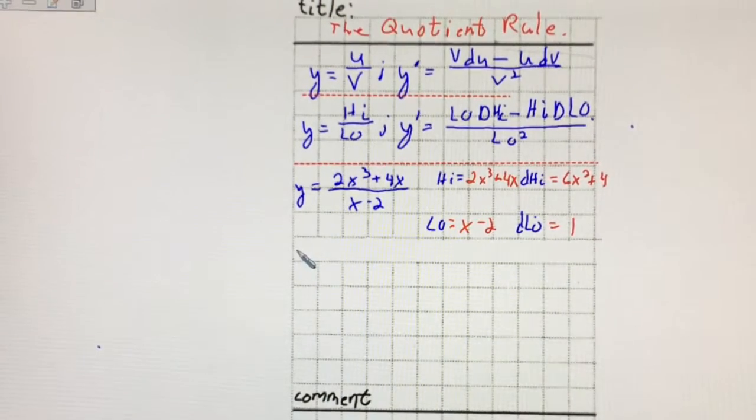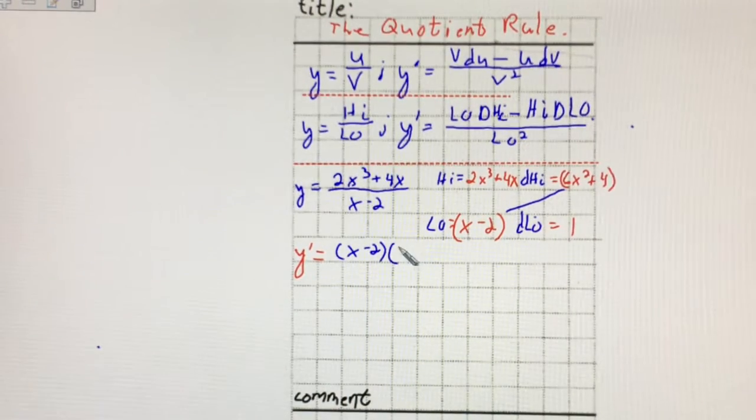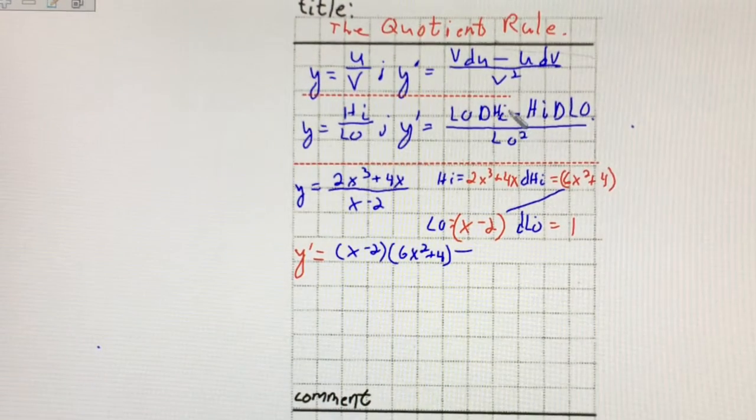So Y prime is going to equal the low value times that derivative of the high value. So it's going to be low D high. So that's x minus 2 times 6x squared plus 4, less, that's the minus sign, less high D low.